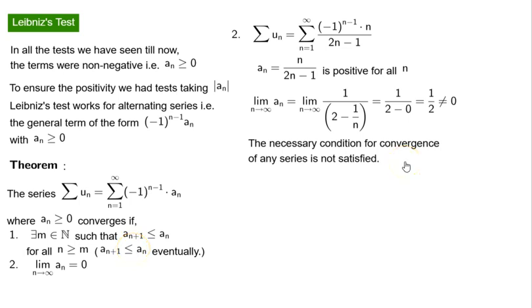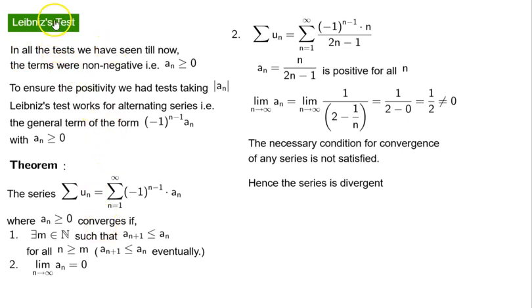That means we don't even have to think in terms of Leibniz's test. Just based on the necessary condition for convergence of any series not being satisfied, we can say the series is divergent. So, an important point with respect to this problem, just because a series has alternating signs doesn't mean you require Leibniz's test at all. Just make sure that the necessary condition is satisfied. And then if it is satisfied, then only we require Leibniz's test.